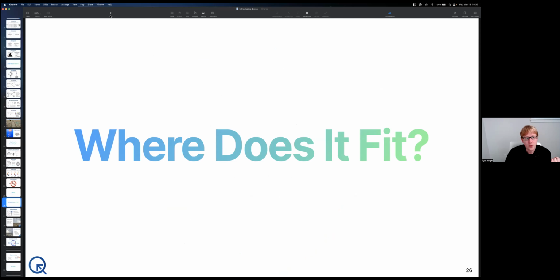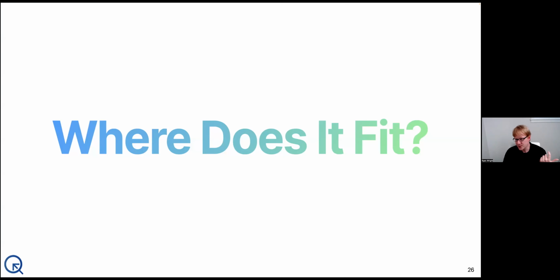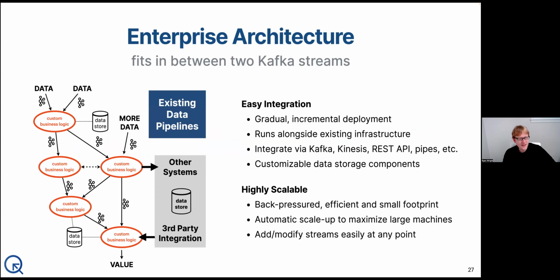So the question now, where does this fit into a modern data pipeline? We see Quine being used in a lot of different ways, but it's basically wherever there's some custom business logic, and it's usually lots of microservices that get built to implement some of this custom business logic. Wherever there's one of those red circles, that might be a good place to use Quine as a way to implement that custom business logic in this stateful real-time fashion.